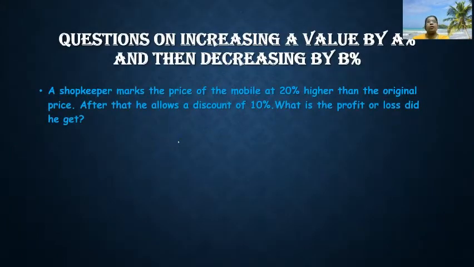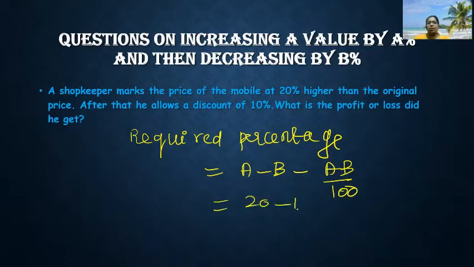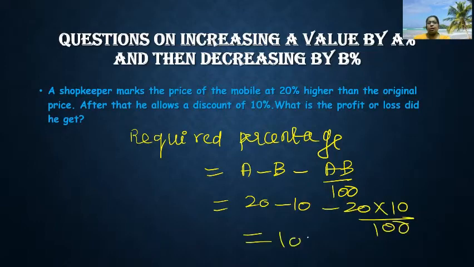Let's go to a problem of the same topic. A shopkeeper marks the price of the mobile at 20% higher than the original price. After that, he allows a discount of 10%. What is the profit or loss he got? So the required percentage here is A minus B minus AB over 100. So 20 minus 10 minus 20 into 10 by 100. So 10, and these two zeros get cancelled. 10 minus 2 is 8%. That is the required answer for this question.